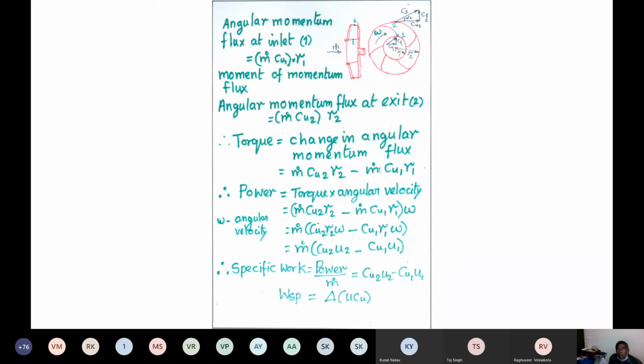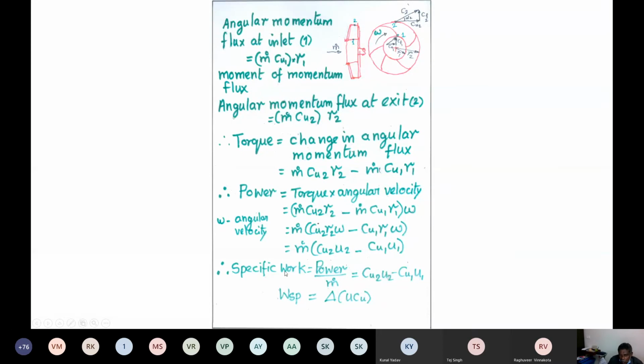Now power is equal to torque into angular velocity. So torque multiplied by omega, that is m dot Cu2 R2 minus m dot Cu1 R1 into omega, where omega is the angular velocity. Now R2 into omega will give me the blade velocity u2. R1 into omega will give me the blade velocity u1. Hence, I can write power is equal to m dot into Cu2 u2 minus Cu1 u1.